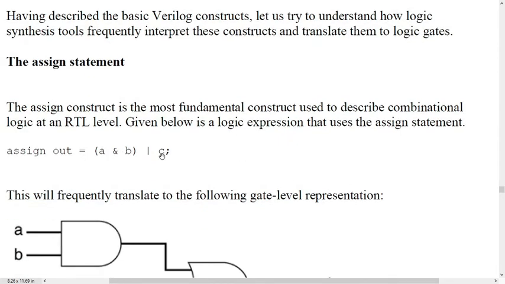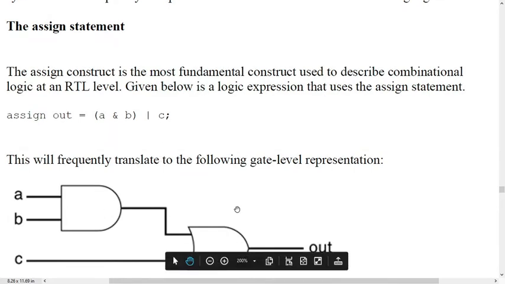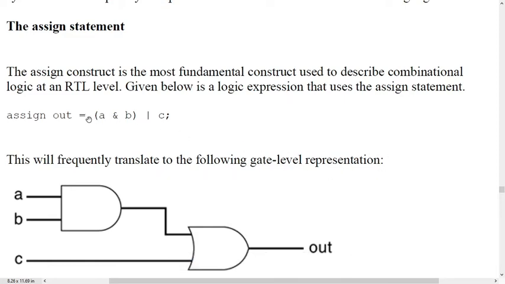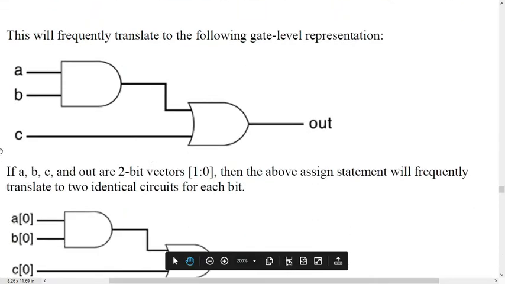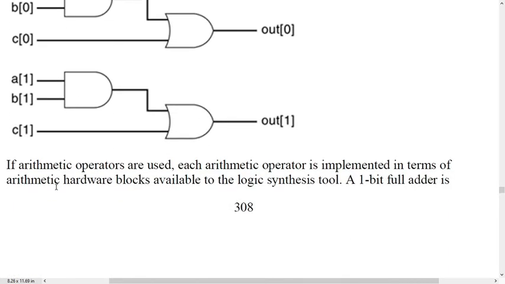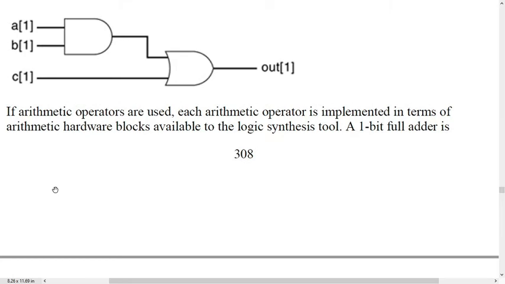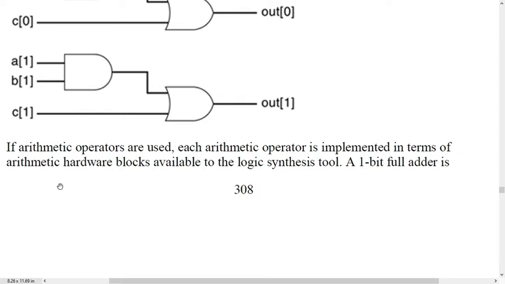assign out = A & B | C. So I have an AND gate and an OR gate. Out will be my output, with 3 inputs. So this will be translated into the following gate level representation. So this is the statement, and that statement will be represented in RTL. If A, B, C are vectors, then I need to have the assignment with respect to the vector. I need to mention which bit of the vector, A1, A0, out1, out0, which I am using.